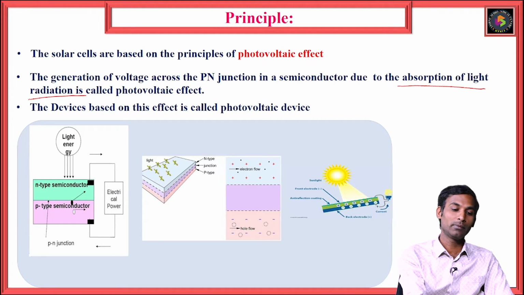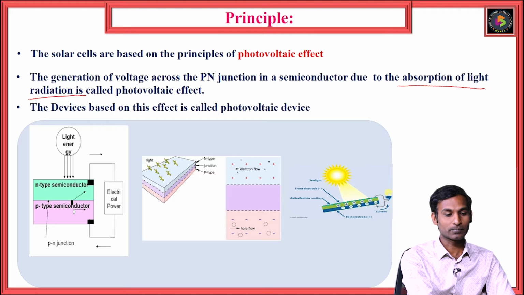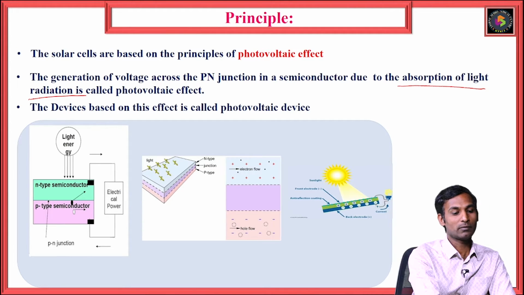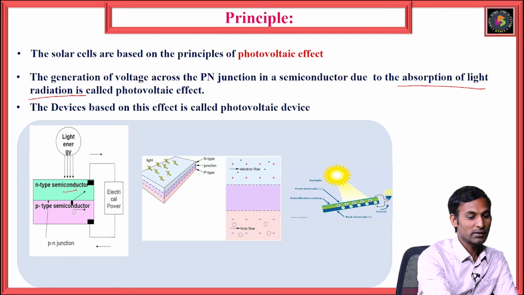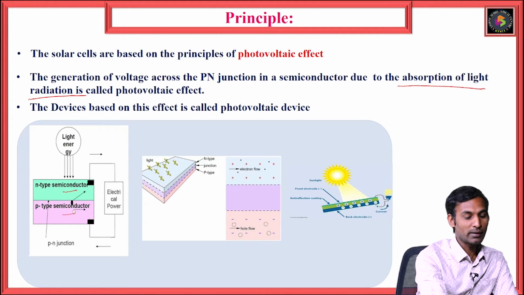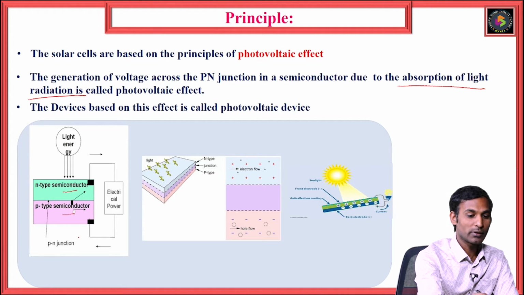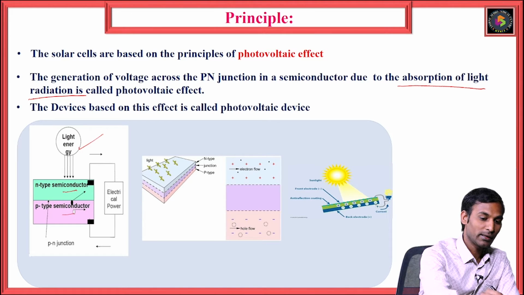Okay, in the diagram you can observe that I am taking two types of semiconductor components. One is the N-type semiconductor, one is the P-type semiconductor. In the N-type semiconductor, the majority charge carriers are electrons. In the P-type semiconductor, the majority charge carriers are holes. Now you can observe here, this is the light energy. Here the light energy is converted into electrical energy.